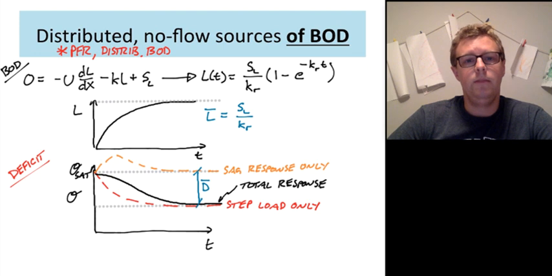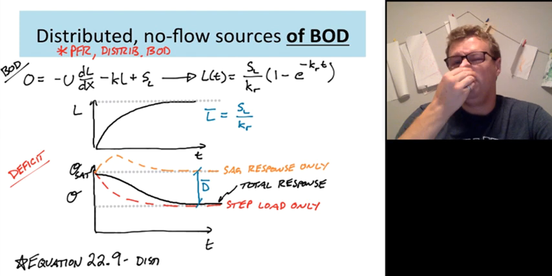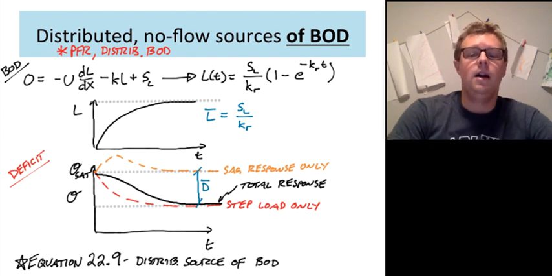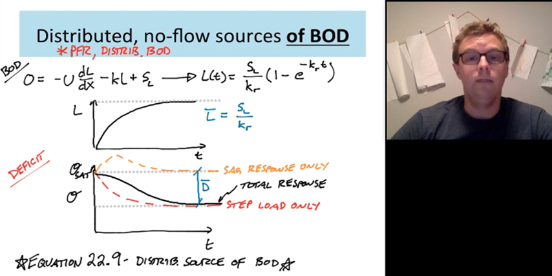And just like BOD reached some ultimate steady state or constant level, you'll get the same thing from distributed deficit. So textbook equation 22.9 will give you how to respond to a distributed source of BOD for deficit. So you should check that out and add that to your notes to make them complete.